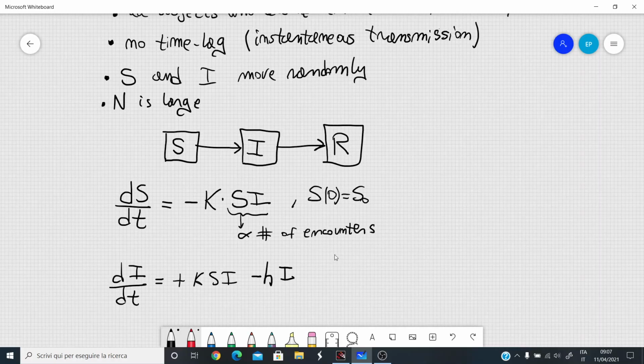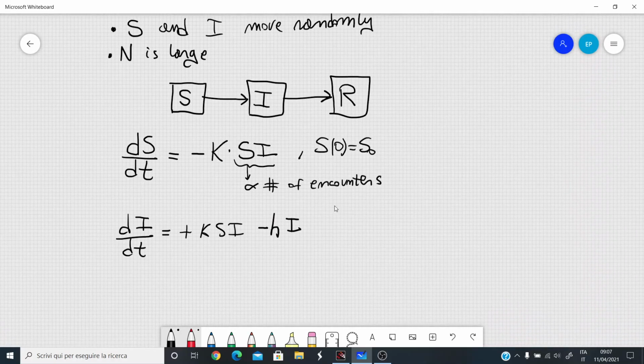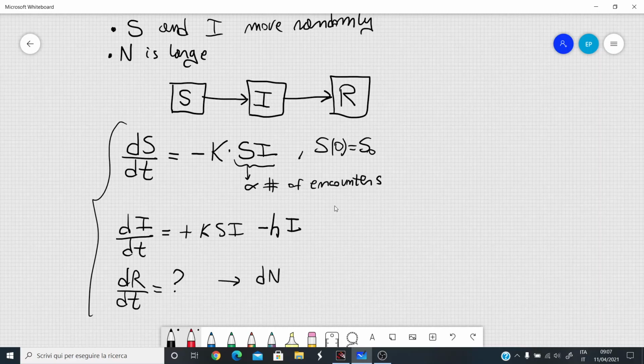And then finally we have to find the rate of change of the removed over time. And this is quite simple to do, and we can also do it by using one of the assumptions. In particular, we know that the total number of people with respect to time will not change. So the derivative of N with respect to time will be equal to 0, because N does not change. Therefore, since N is the sum of S, I, and R, this is the derivative with respect to time of S plus I plus R. And this should be equal to 0.